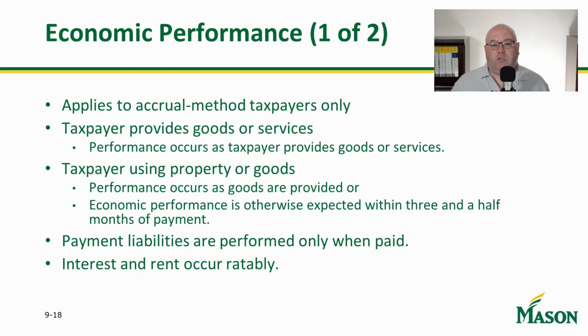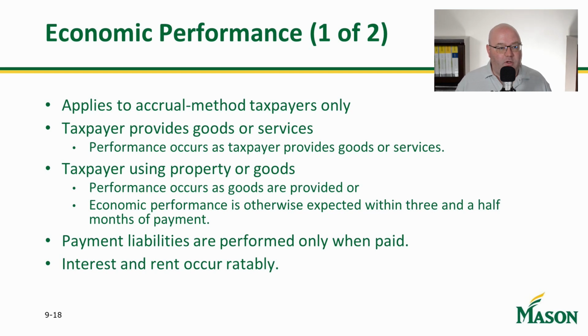Okay, economic performance applies to accrual method taxpayers only. So they provide goods and services. Again, taxpayers using property or goods. Performance occurs as goods are provided or economic performance is otherwise expected within 3.5 months of payment. Why 3.5 months? What happens 3.5 months after the end of the year? That's when your corporate tax returns are due. That's why they give you 3.5 months. So if you have a corporate tax return and you do that 3.5 months, you've got to take that into consideration. That's usually why the IRS likes to use that.